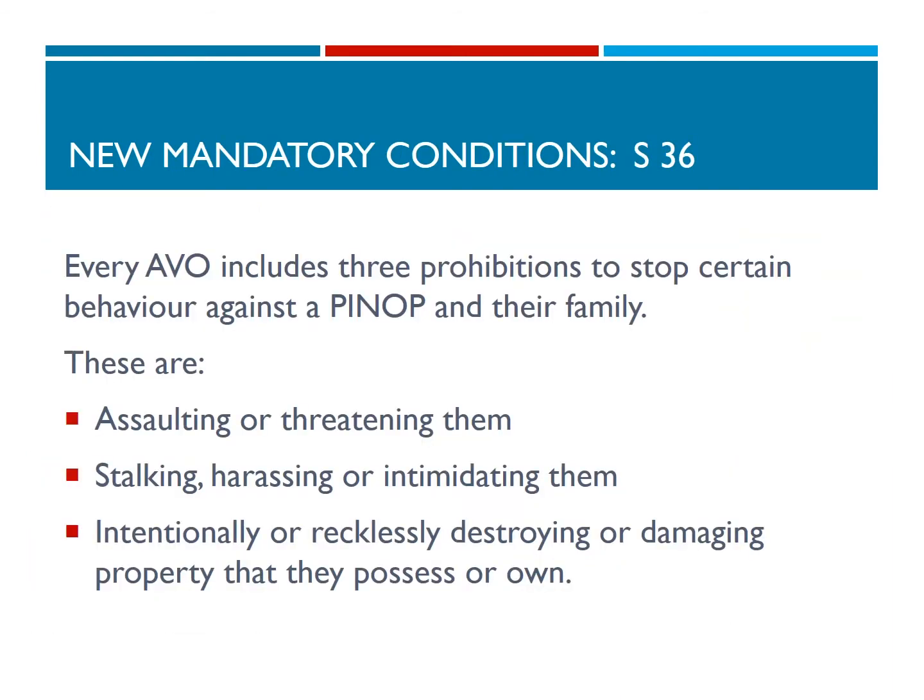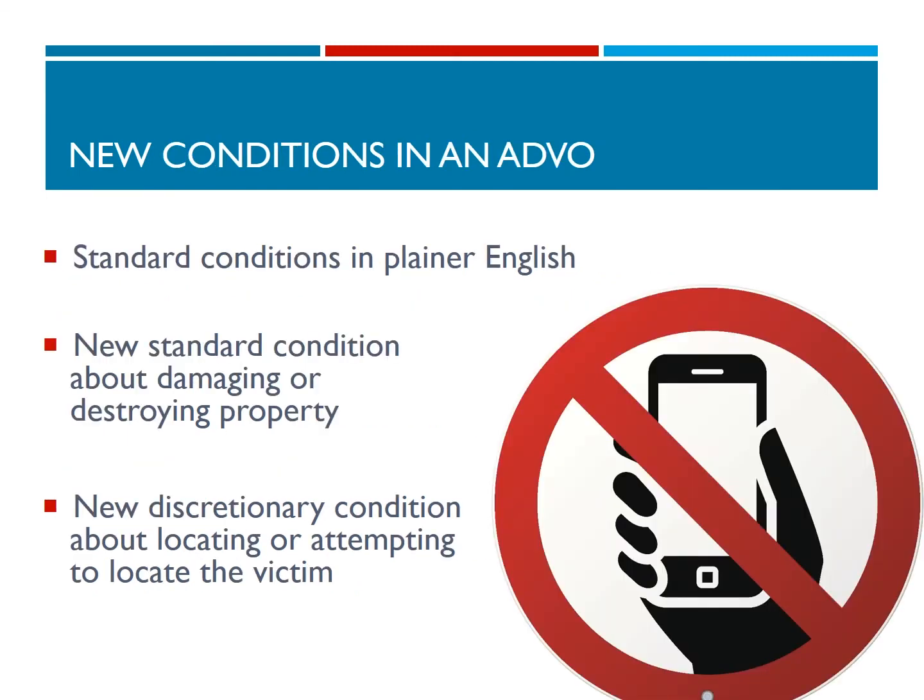Every AVO includes 3 prohibitions to stop certain behaviour against a PINOP and their family. Defendants are prevented from assaulting or threatening a PINOP, stalking, harassing or intimidating them, and intentionally or recklessly destroying or damaging property that the PINOP owns or possesses. You will see that these conditions have been simplified and they're now drafted in more modern language.